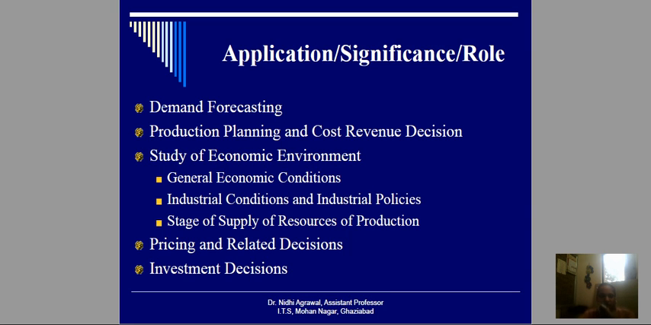So next is demand forecasting. As you are aware, demand forecasting, production planning, and cost revenue decisions. How much cost is involved, how much revenue we can earn, and how can we make our revenue maximum. So total revenue, marginal revenue, average revenue concepts we will study in the successive chapters.